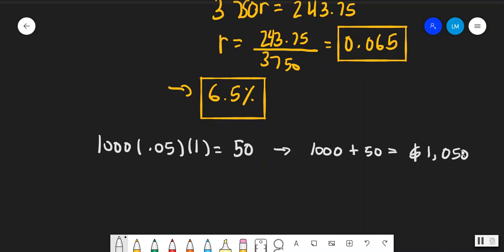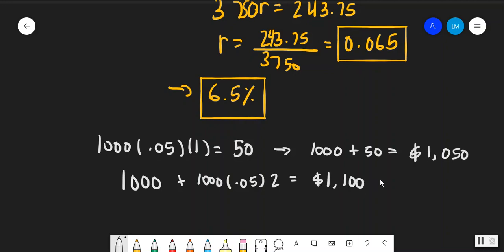Now, of course, if we let another year go by, then in this case, not really much is changing. You're going to have 1,000 plus 1,000 multiplied by 0.05 multiplied by 2, and this equals 1,100. Okay, so you can look at it as this was the first year, and this was the second year.